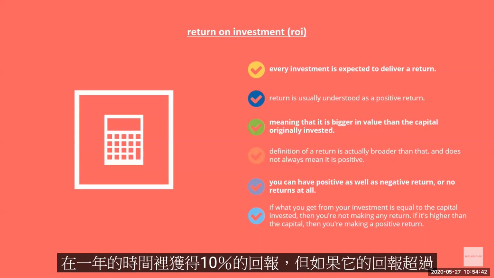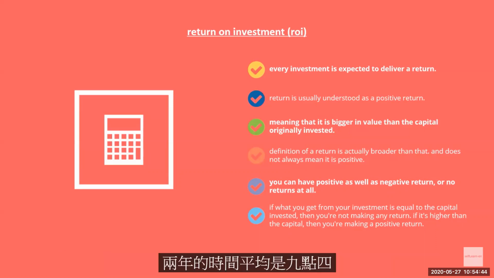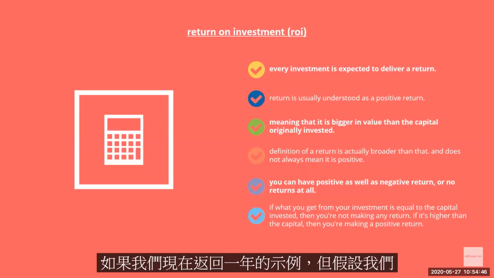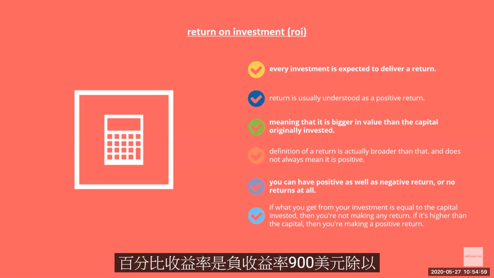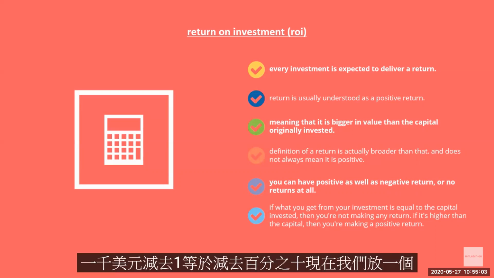But if it is producing its return over the course of 2 years, then it's an average of 4.9% return per year. If we take back now the 1-year example, but assume we are getting back $900 in the end, our return becomes then a loss of $100. In percentage terms, this becomes a minus 10% return. It is a negative return. $900 divided by $1,000 minus 1 is equal to minus 10%.